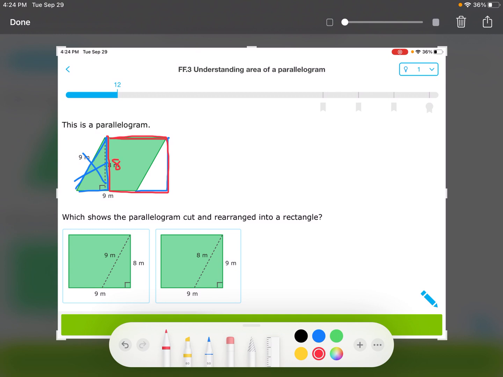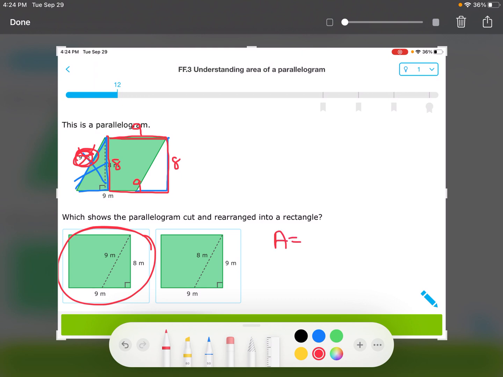We can tell that this side is 8, so the opposite side is 8 as well. And we know our length is 9, so its opposite is 9 as well. This 9 right here, we're not focused on because that's really representing this diagonal middle line, which we don't care about when we're finding area. So when I look at our choices, I'm looking for a rectangle that's a 9 by 8. That's going to be our first option.